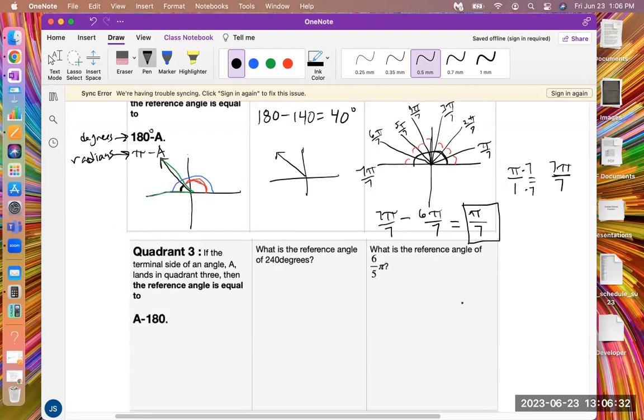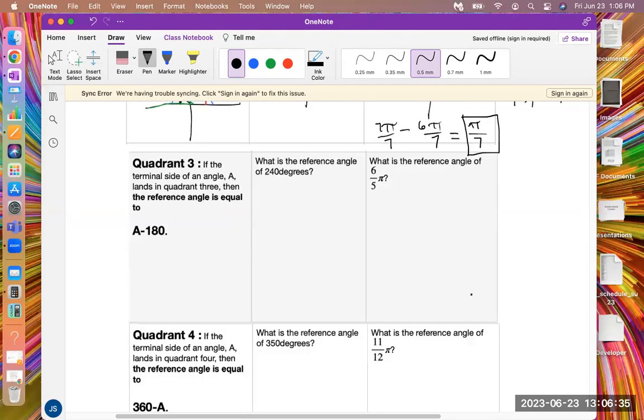Okay. This is now quadrant 3. If we're in quadrant 3, let's think about it, remember, quadrant 3 is right here. The angle is going to look like this. And the reference angle that we're trying to find is right here. It's measured between the terminal side and the x-axis, the closest to the x-axis. So the angle as measured in standard position is this red angle.